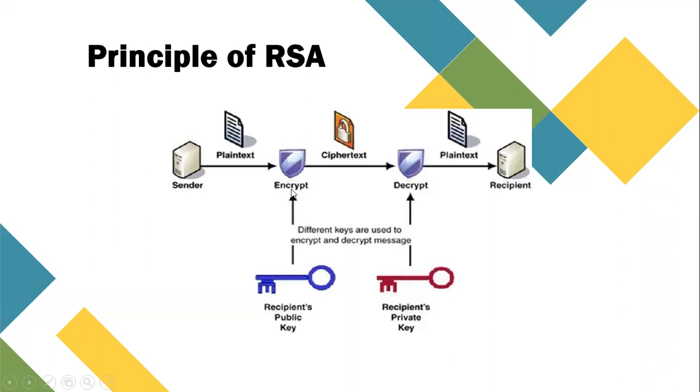After the data has been encrypted, it converts into ciphertext. Now, ciphertext is something gibberish. It is not understandable, so even if an eavesdropper tries to read it, they might not be able to understand what it is all about. As soon as the recipient receives the ciphertext, they use their private key to decrypt it and get back the plain text message which the sender intended to send. So this is a very high-level view of the principle of RSA.